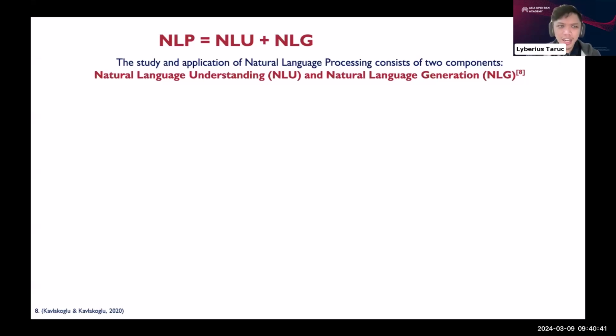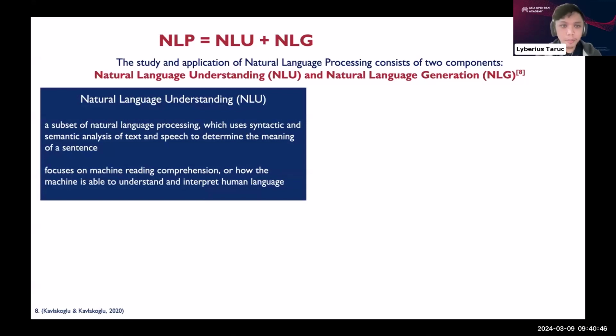Now, first off, natural language understanding or NLU, what is it? This is a subset of NLP which uses syntactic and semantic analysis of text and speech to determine the meaning of a sentence. It focuses more on machine reading comprehension, or how the machine is able to understand and interpret human language. So for my example here, well, the majority of us are using English, so I'll use English as a language. Let's take one simple word. Okay? Let's take, say, the word key. In Filipino, it is susi. Okay? Key.